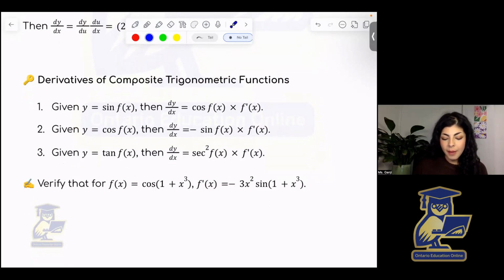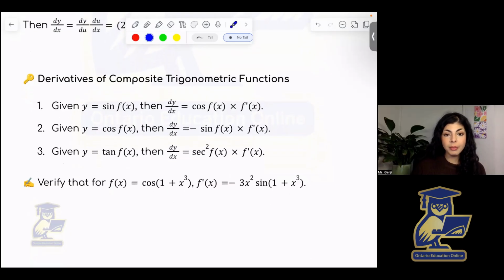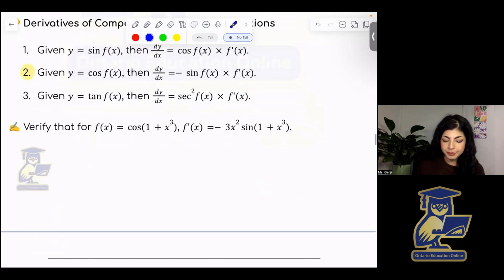So here, I have my internal function as 1 plus x cubed. So I'm just applying this second point here. So I have negative sine of that internal function 1 plus x cubed, times the derivative of 1 plus x cubed, which, 1 is constant so its derivative is 0, and then x cubed is just 3x squared. And again, this negative was from sine. So that's how you would derive that. Pretty simple. We're just applying the chain rule with our trigonometric functions.